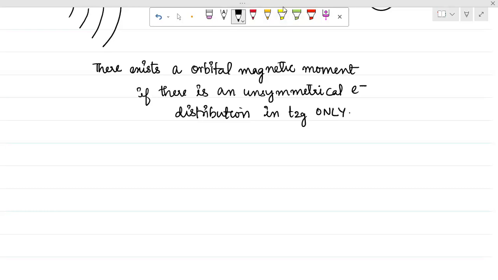So in most of the cases of the D block elements, we consider mu S only. But in certain cases, along with the spin, you will also have to consider the orbital magnetic moment. So when does this orbital magnetic moment contribute? That is when you have an unsymmetrical electron distribution in T2G. Okay? That is the reason.